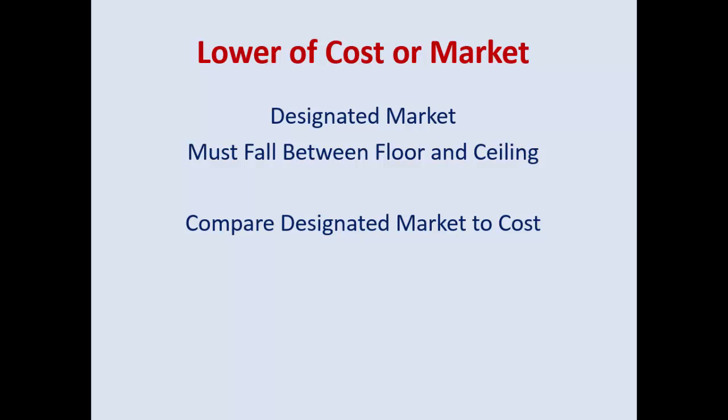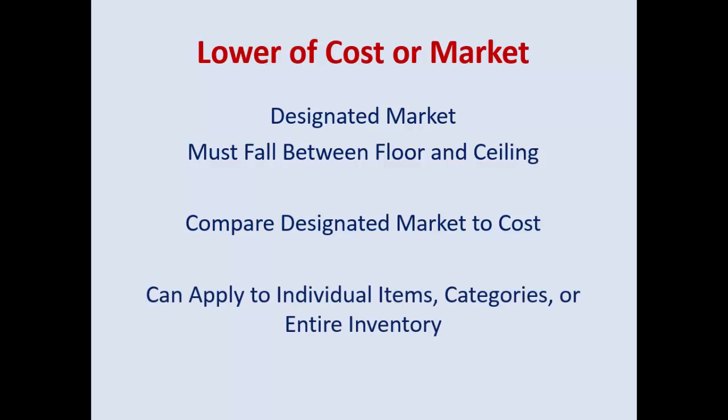Then you compare designated market to cost. So think of this as two steps. You're going to first determine what market is, and then take that number and compare it to your original cost. And you can apply it in three ways.